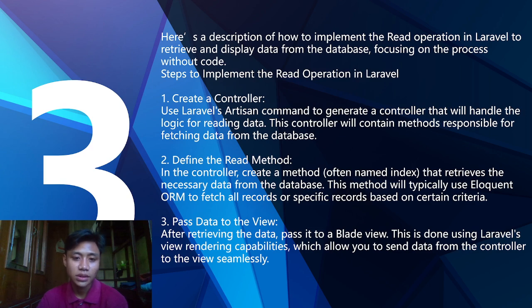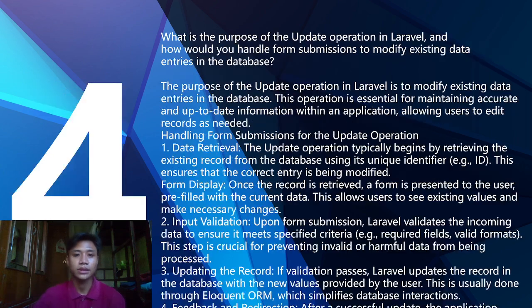Two is define the read method. In the controller, create a method with the name index that retrieves the necessary data from the database. So 3 is pass data to the view. After retrieving the data, pass it to the Blade view. This is done using Laravel's view rendering capabilities, which allow you to send data from the controller to the view seamlessly.